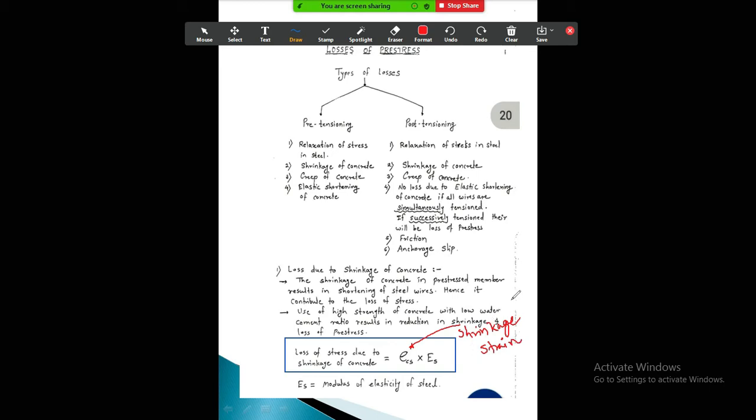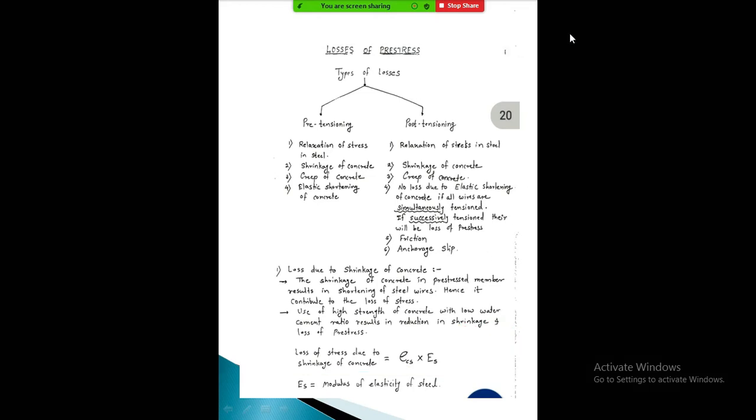So how to calculate the shrinkage strain, that we will see. It also has a formula. Just now you remember this: if you want to calculate the loss of stress due to the shrinkage of concrete, then your formula is ECS into ES, where ES is the modulus of elasticity of steel, and ECS is the shrinkage strain.